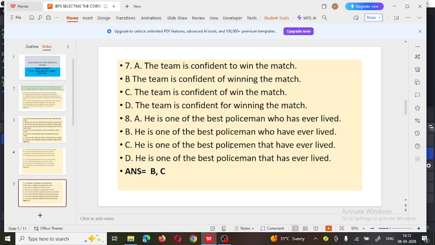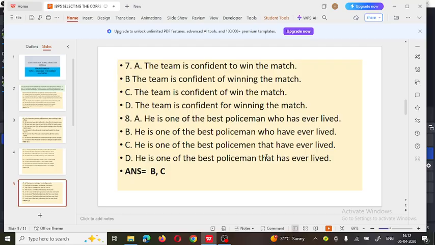Next, he is one of the best policemen that have ever lived. Next, he is one of the best policemen that has ever lived. Now remember friends, when we are talking about that person, the conjunction who or that is used as a conjunction of the sentence, as the sentence is a complex sentence. So "he is one of the best policemen" is the main clause of the sentence.